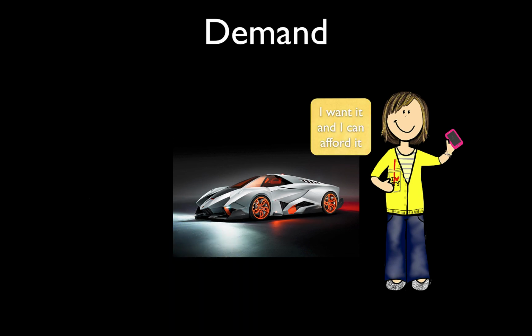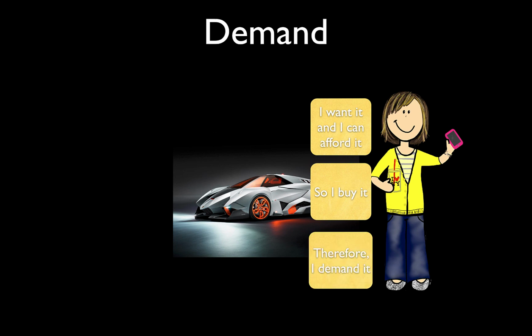Now this is really important. Carol says, I want it and I can afford it. She still hasn't demanded it yet. Boom. So I buy it. Once she has bought it, that means she has demanded it at that price. Whatever the price was, she has demanded it at that price. So therefore I demand it. It has to have been bought in order to truly be demanded. And you can say, oh, statisticians can use models, this, that, and the other to predict and try to calculate or infer what demand is. Yeah, fine. In reality, you have to have bought it.